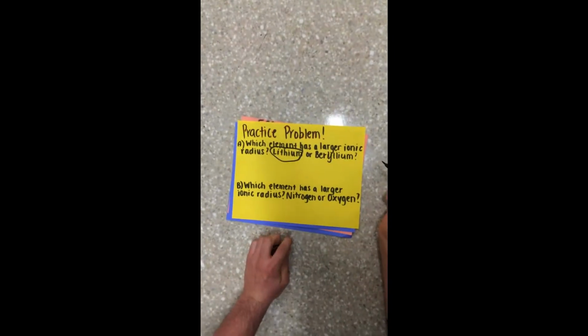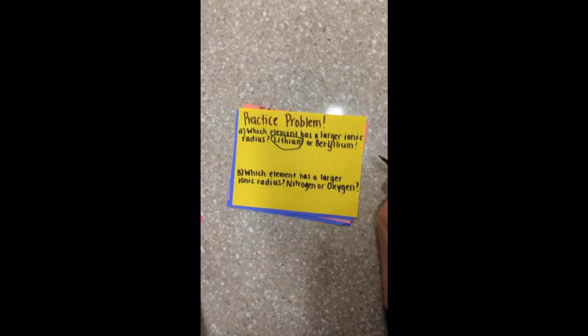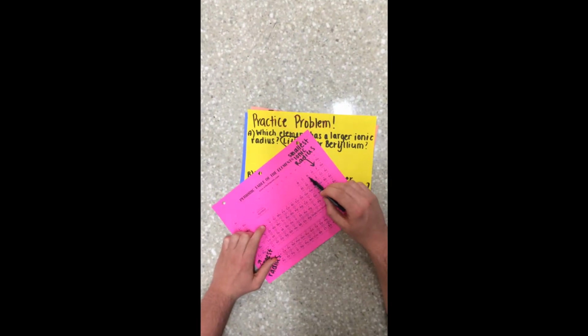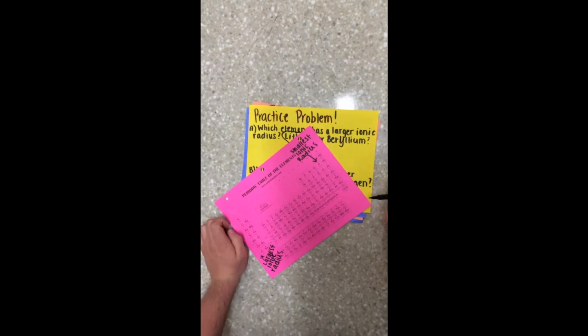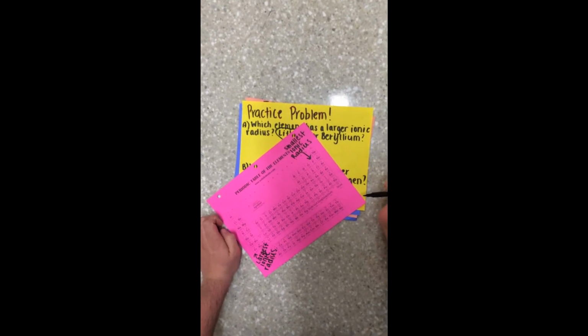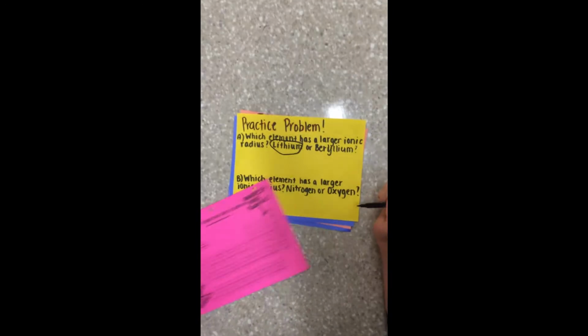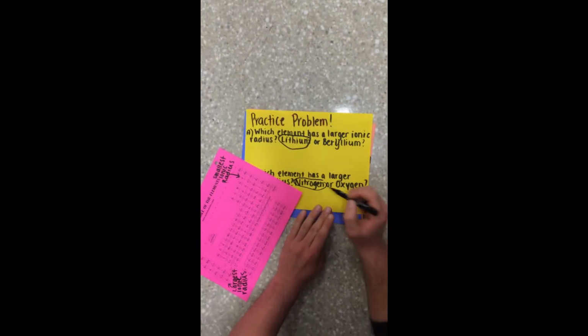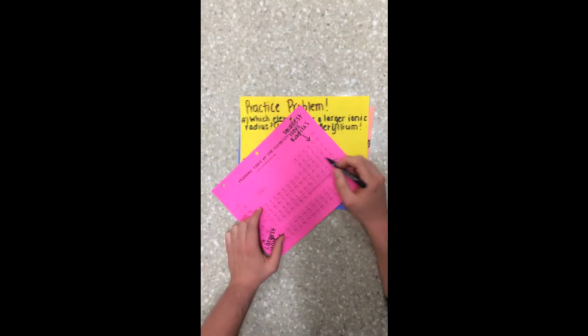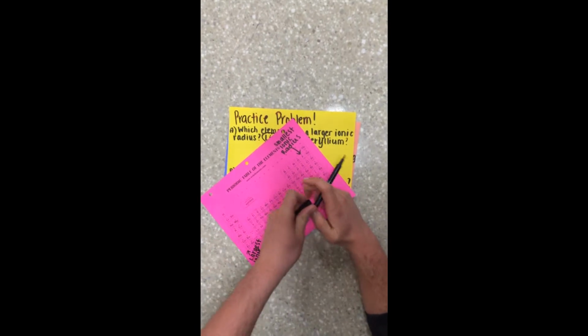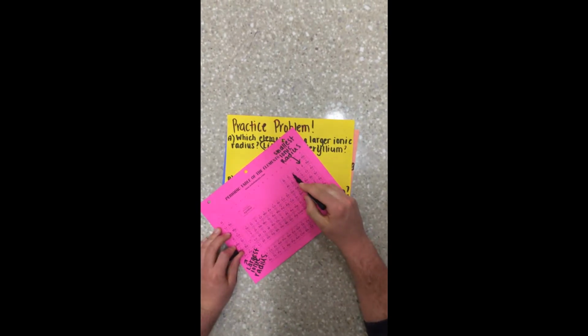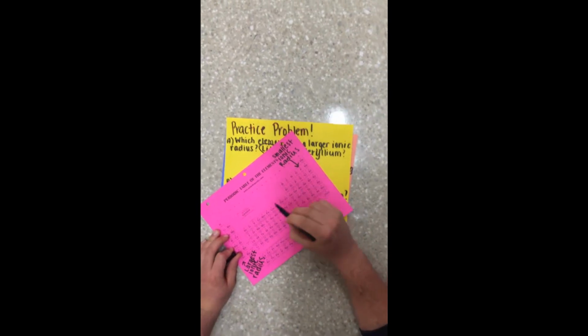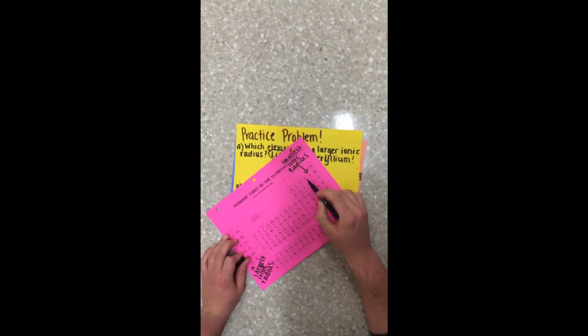Alright, which element has a larger ionic radius? Nitrogen or oxygen? Good job. The right answer is nitrogen. Why, you may ask? Well, following the same rule as the first problem, nitrogen is before oxygen and it decreases across a period.